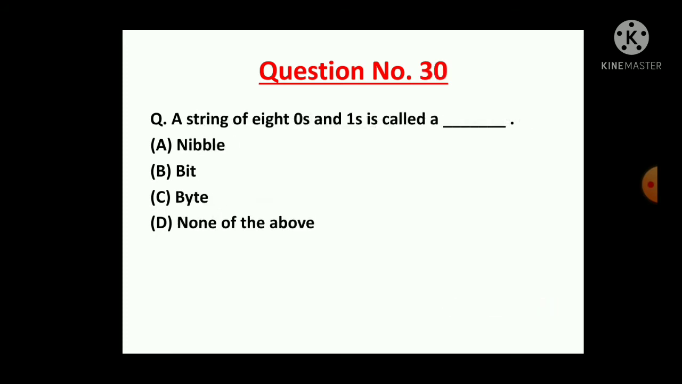Question number 30. A string of 8 zeros and ones is called a dash. Nibble, bit, byte, none of the above. The correct answer is byte.